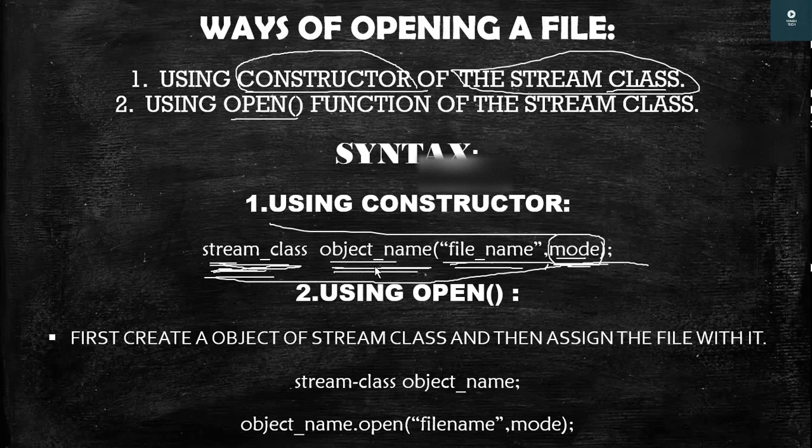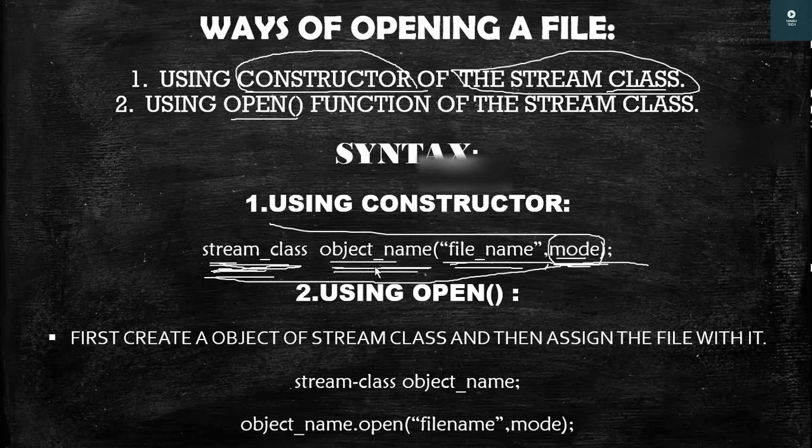Here is the syntax of creating the object. Write the stream class and then write the object name, which is a valid identifier. Then, to open the file, to assign the file to the object, write the object name, use the dot operator, then write the open function, and inside the brackets pass these values. This is the same as what we passed earlier in the constructor case. Write the file name in inverted commas, and then write the mode here. This mode is the same, input or output mode, depending on the stream class you have used. Okay, so this is the syntax. We'll use examples while solving the problems.